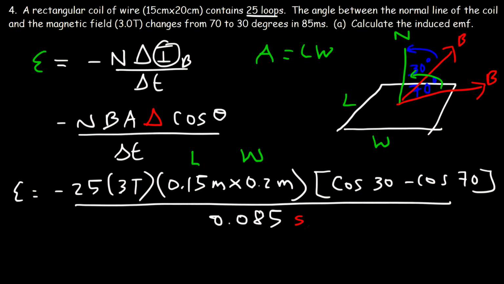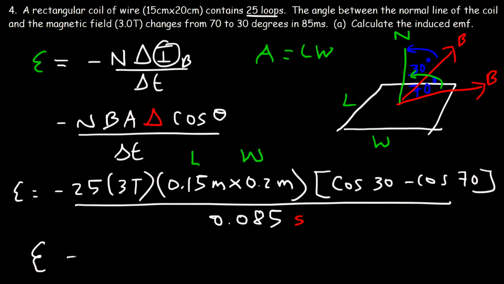Now let's plug this in. Let's start with the cosine part first. Cosine 30 minus cosine 70, that's 0.524. And make sure your calculator is in degree mode. Now let's multiply 0.524 by 0.15 times 0.20 times 3 times 25. So that's going to be negative 1.179, and then divided by 0.085.